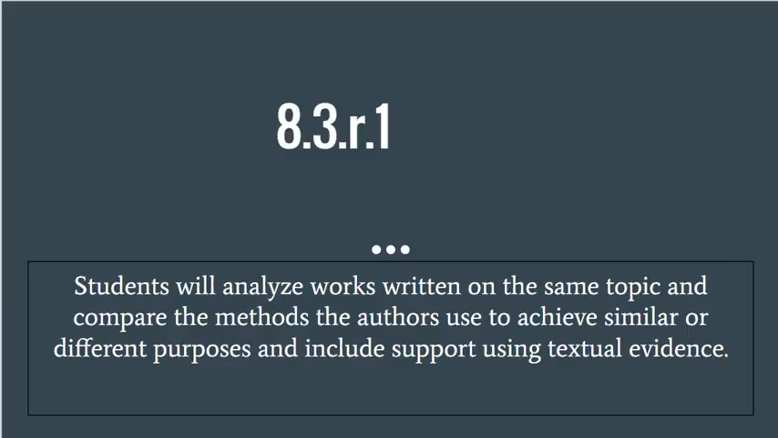Today we're going to look at Standard 8.3.R.1. This is the Oklahoma Standard for 8th grade, 3rd Standard, Reading .1. The standard is written as students will analyze works written on the same topic and compare the methods the authors use to achieve similar or different purposes and include support, including textual evidence. Please pause the video and write down this definition now.